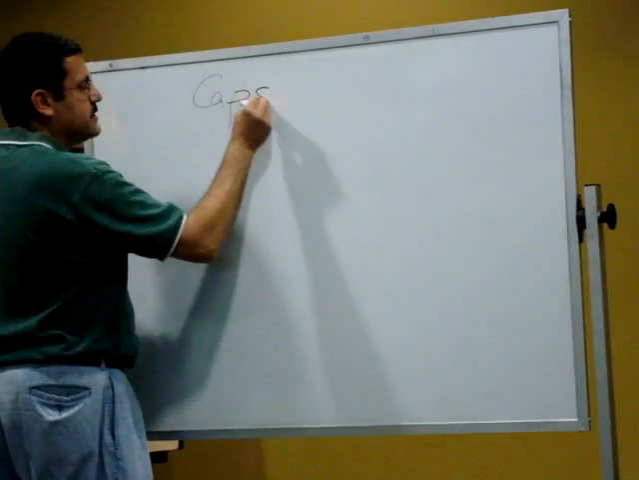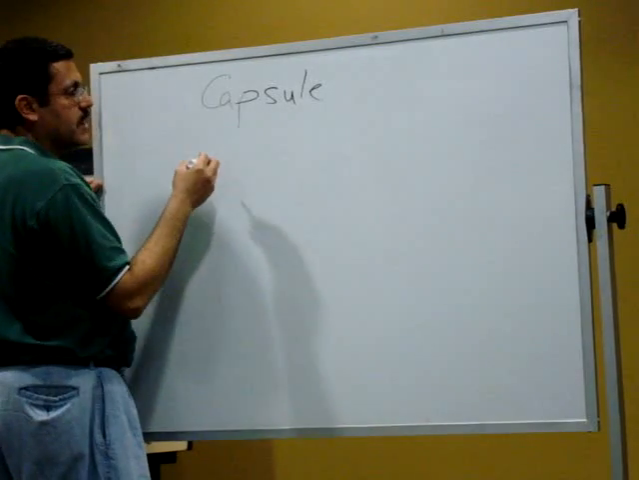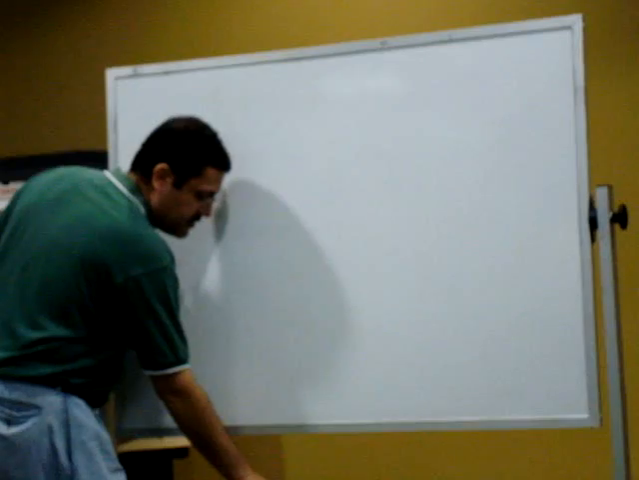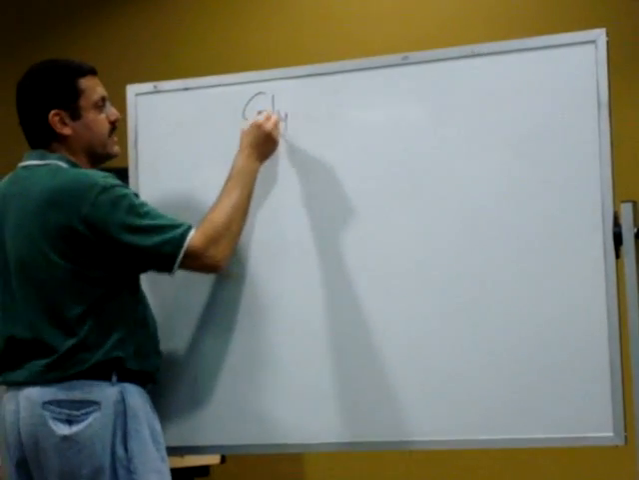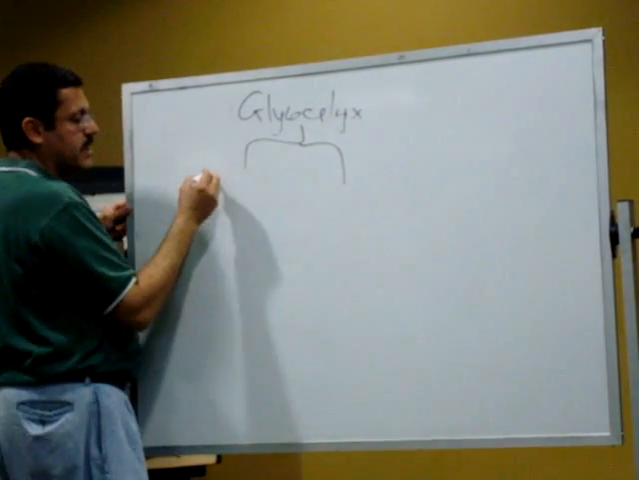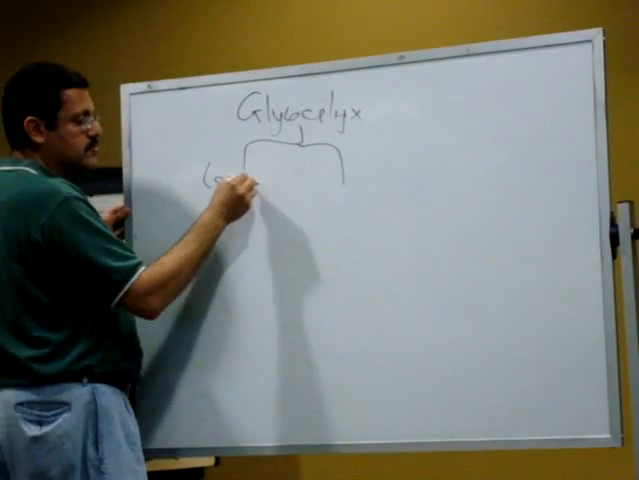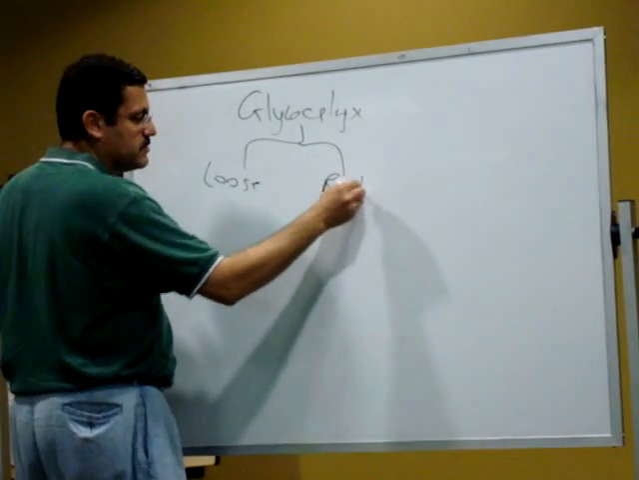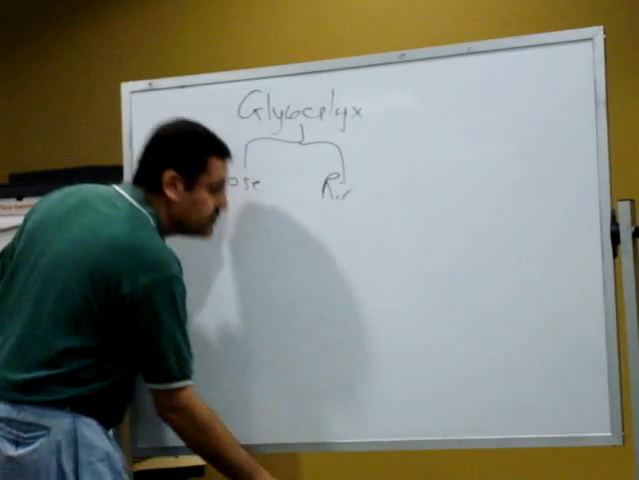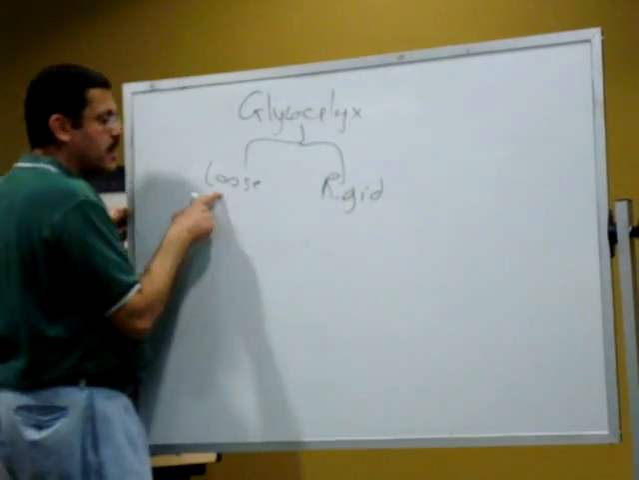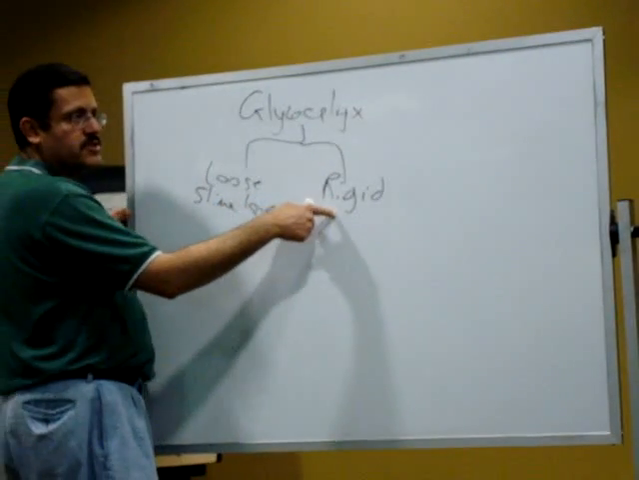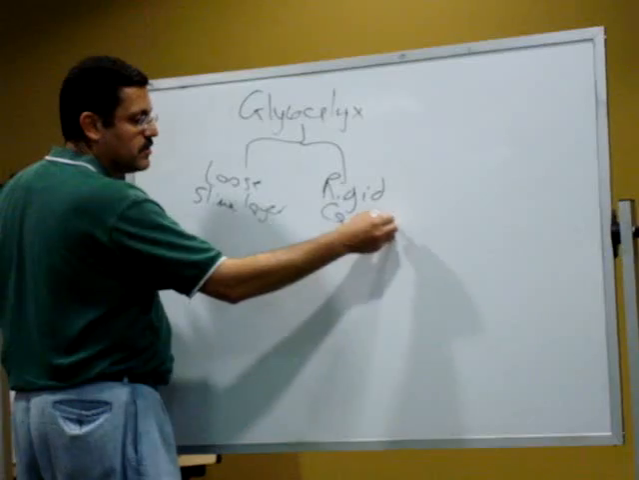So starting with the capsule, right? Well, actually, the big heading here would not really be the capsule. The collective one is glycocalyx. So real quick, you have glycocalyx, which can be loose or rigid. If it's loose, it's really a slime layer per se. If it's organized and rigid, it's called the capsule.